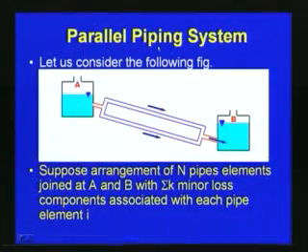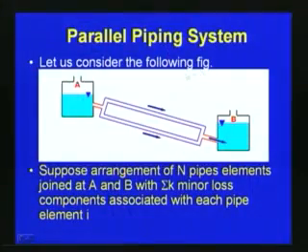So, different kinds of problems can be there depending upon what kind of data is available and what we are trying to solve. Now the next case is piping system in parallel. As we have seen earlier, there can be different cases for piping systems. The first one, pipe system in series, we have seen. Now we will consider a piping system in parallel.